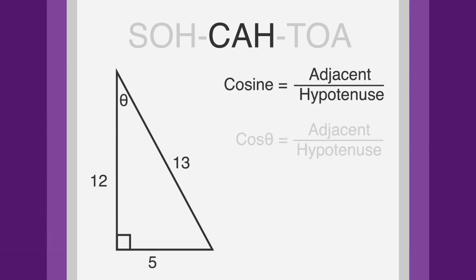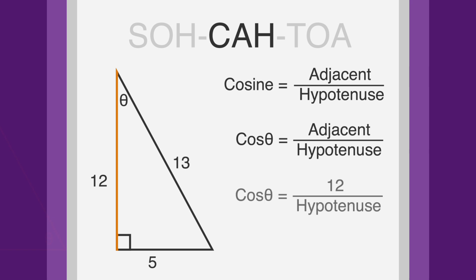We'll start by writing out our formula. Then we'll look for the side adjacent to the angle. In this case, it's 12, so let's fill that in here. Now we need to find the length of the hypotenuse, 13, which we'll fill in here. So in this right triangle, the cosine of angle theta will equal 12 over 13.